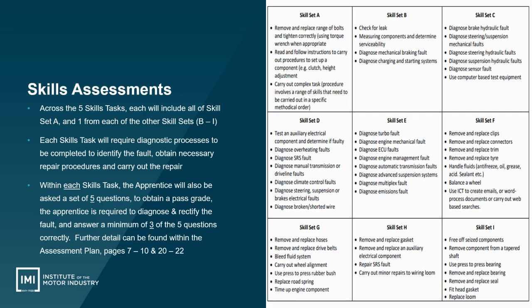Each of the tasks will require the apprentice to correctly diagnose and identify the fault, obtain and follow the prescribed repair procedures, and repair the fault. Each of the 5 skills tasks also have 5 questions the apprentice will be required to answer. A minimum of 3 questions will need to be answered correctly to obtain a pass grade. As with the knowledge assessment requirements, further details regarding the skills assessments can be found within the assessment plan for this standard.